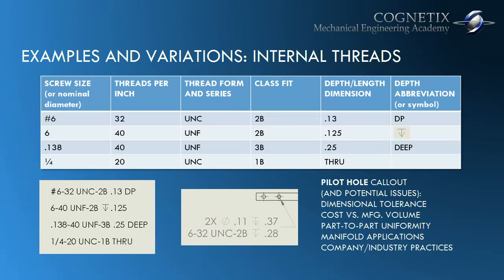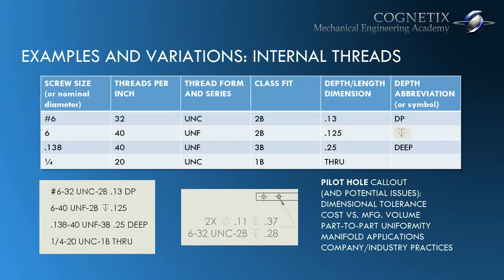On the fourth row, we see sometimes there are no screw numbers, but we can use their fractional size. This would be a 1/4 inch nominal size screw. We have examples of threads per inch, the pitch. So we have a number 6-32, a 6-40, a 6-40, and a 1/4-20. We already discussed the thread form and series. We have some examples of UNC and UNF. Class fit, since we're talking about internal threads, they are all a number followed by the letter B, which corresponds to an internal thread, 2B, 3B, and 1B.